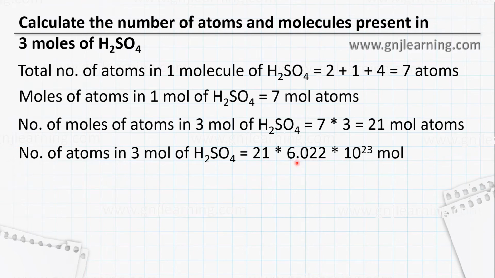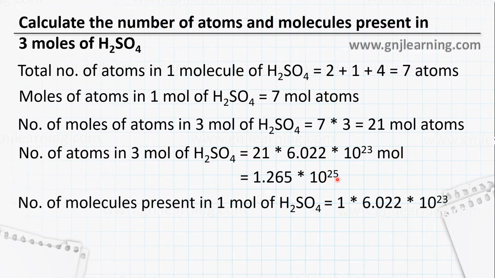When you multiply this, you will get 126. So if you move the decimal place to the left, you just increase the power of 10 here by 2. Since you have moved the decimal place 2 to the left, you increase that number here to compensate. That is 23 to 25. Clear? So that is the number of molecules present in 1 mole of H2SO4.